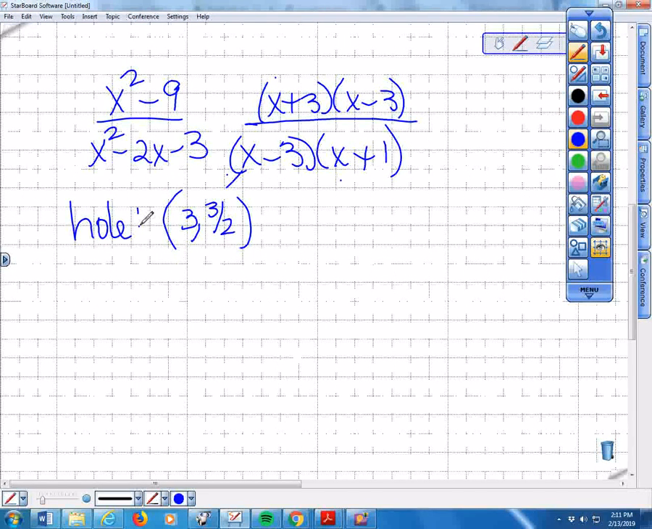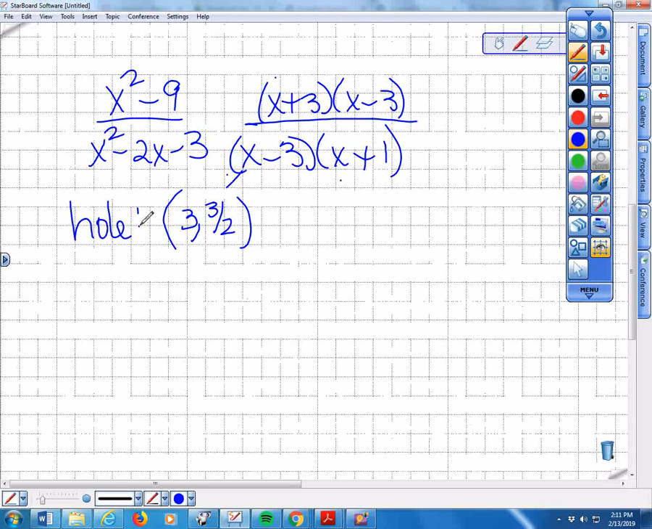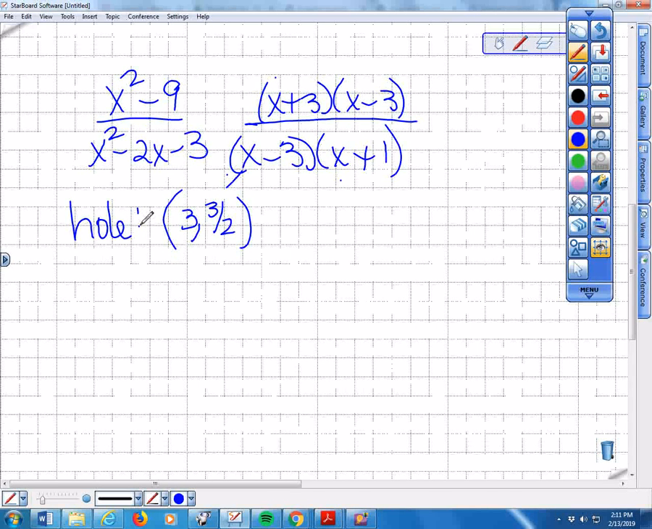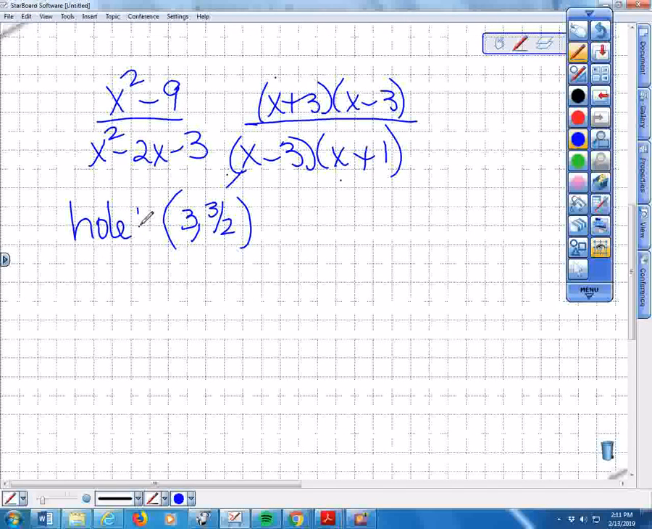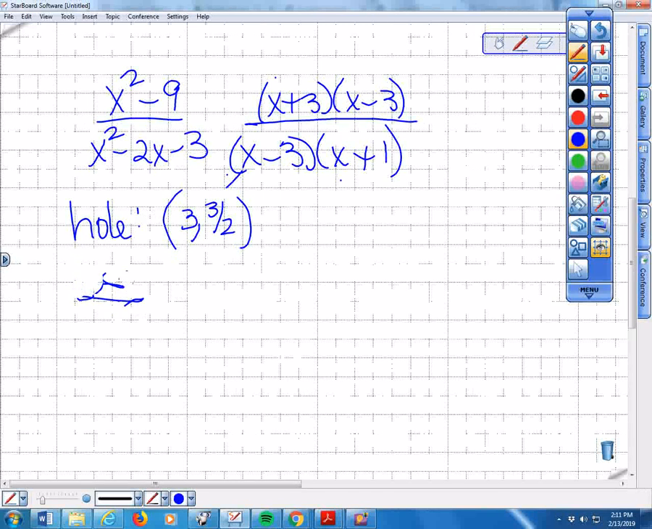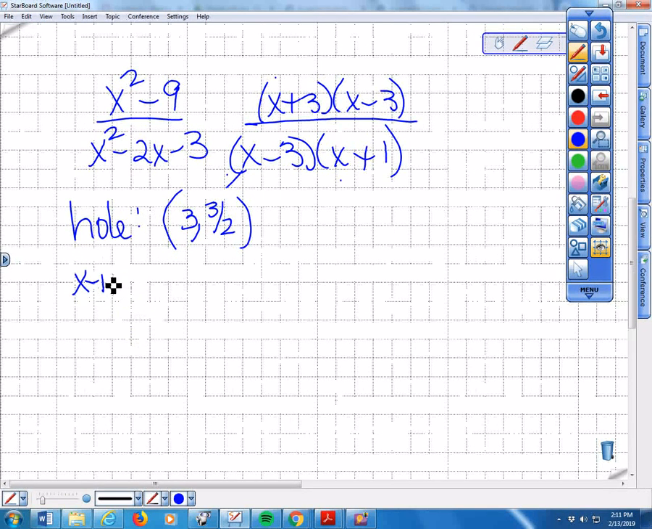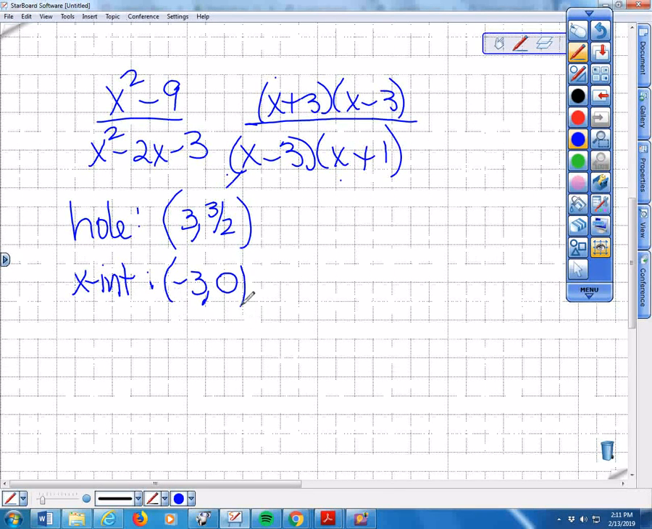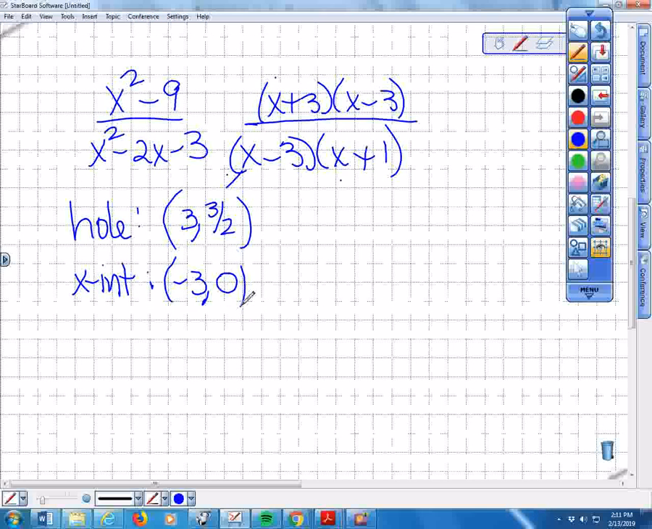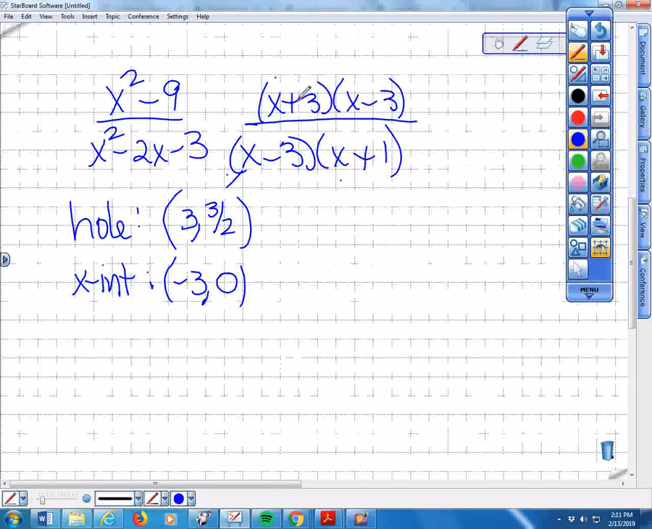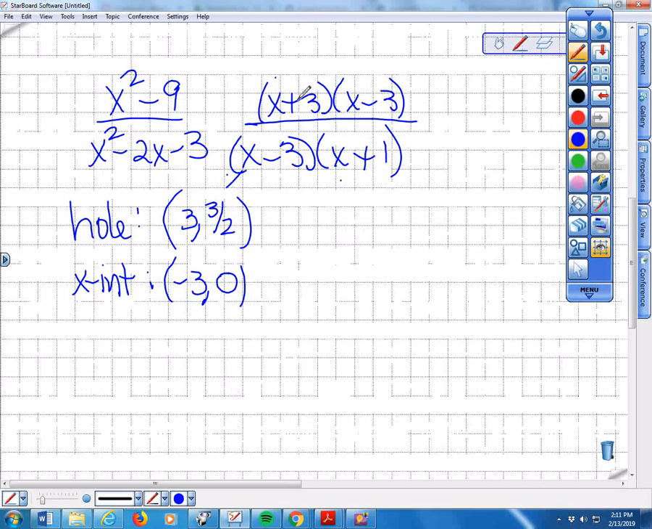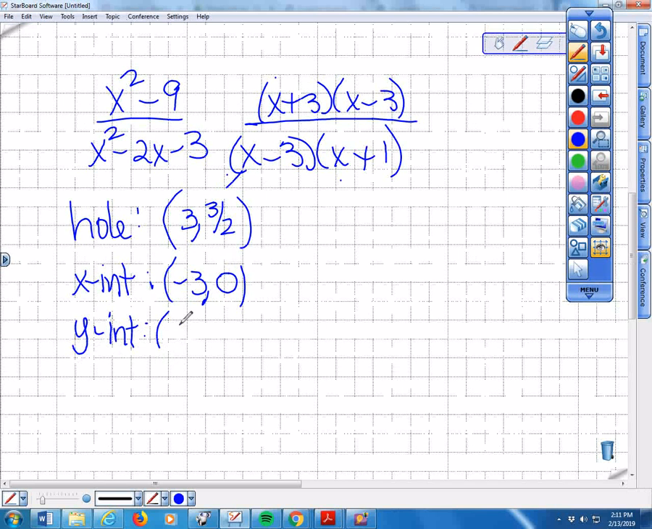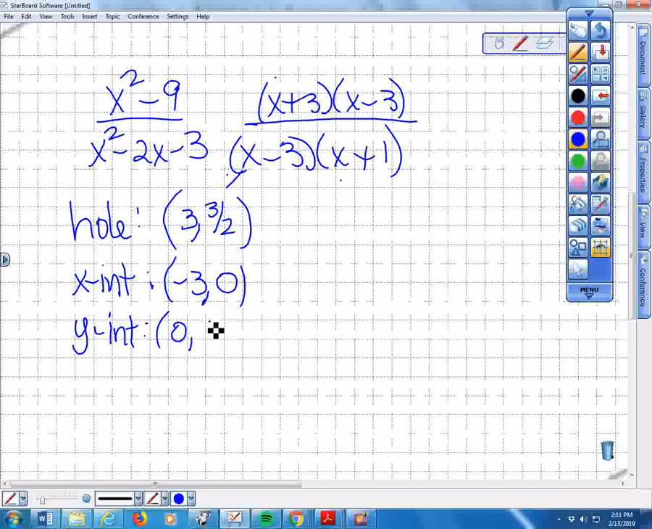But, okay, so now I am not going to use this or this, so my zero happens to be at negative 3. Call it the x-intercept. Okay, y-intercept is when I set x equal to 0, it looks like it's going to be 3 over 1. Right, when I put 0 in for x. What did I say it was? 3.